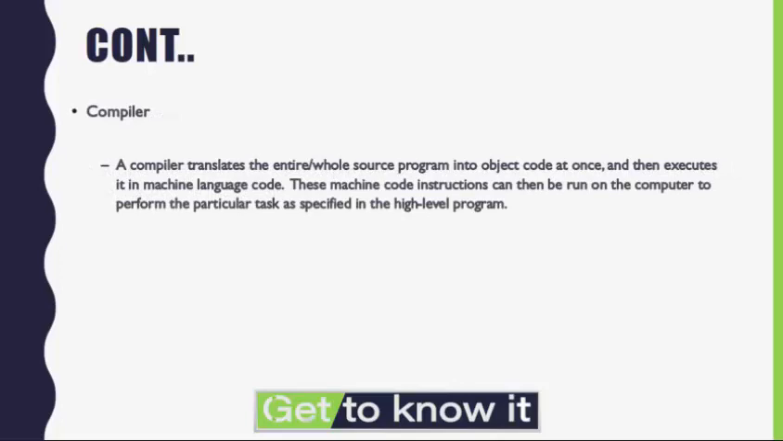A compiler translates the entire source program into an object code at once, and then executes it as machine language code. This machine code instruction can then be run on the computer to perform the particular task as specified in the high-level program. As I had mentioned earlier, compilers deal with high-level programs or high-level languages.